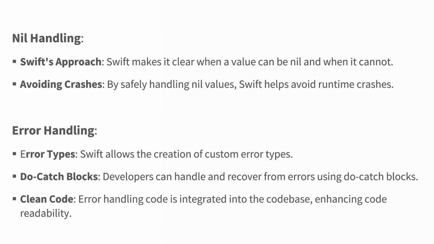Nil handling. Swift approach: Swift makes it clear when a value can be nil and when it cannot. By safely handling nil values, Swift helps avoid runtime crashes. Error handling. Error types: Swift allows the creation of custom error types. Do-catch blocks: developers can handle and recover from errors using do-catch blocks. Clean code: error handling code is integrated into the code base, enhancing code readability.